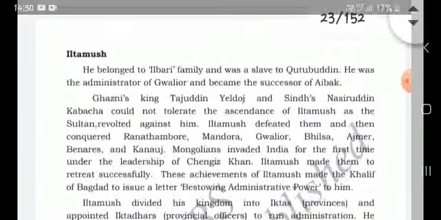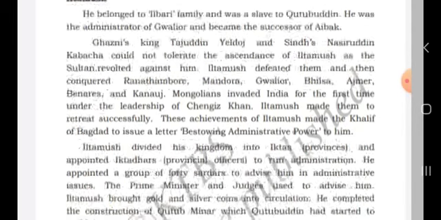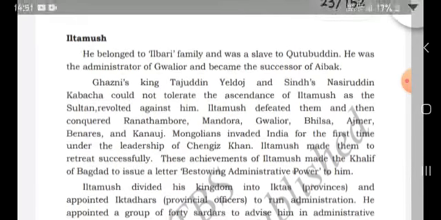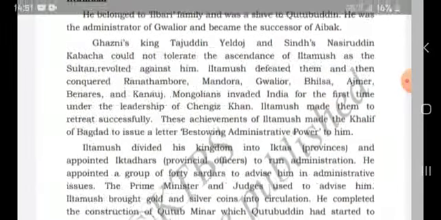Next, Iltutmish. He belonged to the Ilbari family and was a slave to Qutbuddin. He was an administrator controlling Gwalior, and became the successor of Qutbuddin Aibak. The Ghazni kings Tajuddin Yildiz and Nasiruddin Qabacha could not tolerate Iltutmish as the Sultan and revolted against him, and Iltutmish defeated them. Then Iltutmish conquered Ranthambore, Mandor, Gwalior, Bhilsa, Ajmer and Kannauj. The Mongols invaded India for the first time under the leadership of Genghis Khan, and Iltutmish made them retreat successfully.